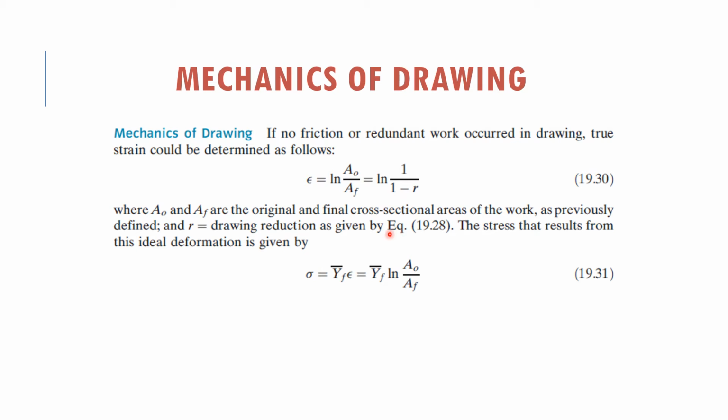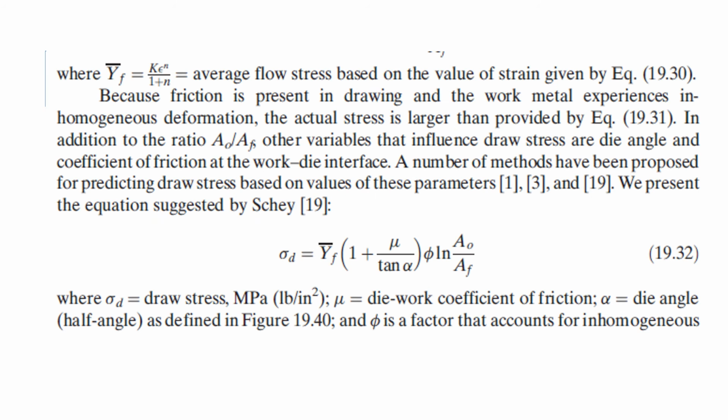The stress for the ideal deformation can be calculated using the equation sigma equal to the average flow stress times the strain. Then you get the equation like this. The average flow stress equation is still the same. Recall the average flow stress equation, Yf equal to K epsilon to the power n over 1 plus n.